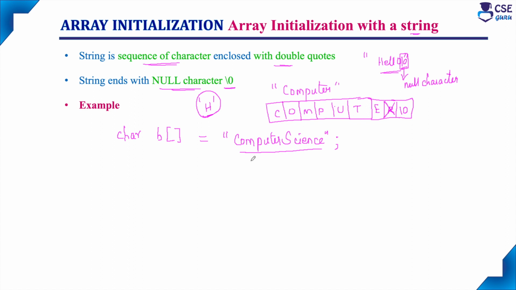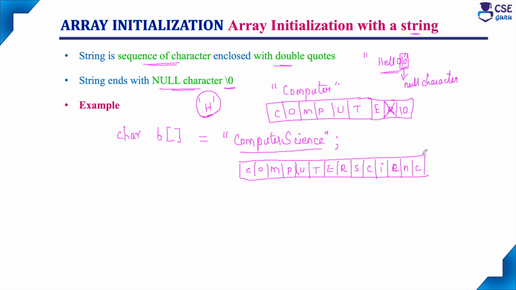Okay. So for this total string, memory will be allocated, and the last memory location will be \0. So this is B of 0, 1, 2, up to the last size. So totally 16 memory locations will be allocated to store this "computer science", starting from 0 to 15. That is n minus 1. So totally 16 memory locations will be allocated.